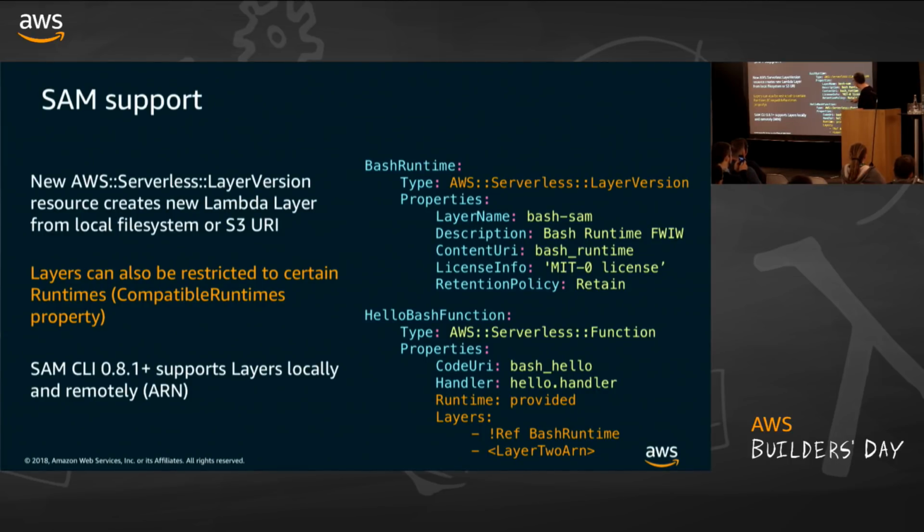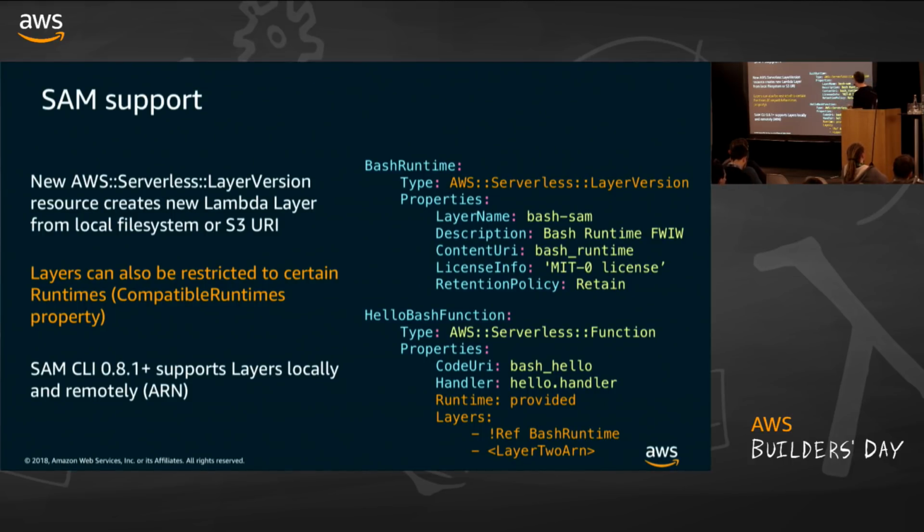The retention policy is different than normal. Normally with CloudFormation, if you update a resource, we delete the previous version and we only keep the new version. But by default, for layer versions, the retention policy is retain. So if you update a layer, we will keep the previous version and the new version and so on. You can optionally change this to be a different policy, but the default is retain.